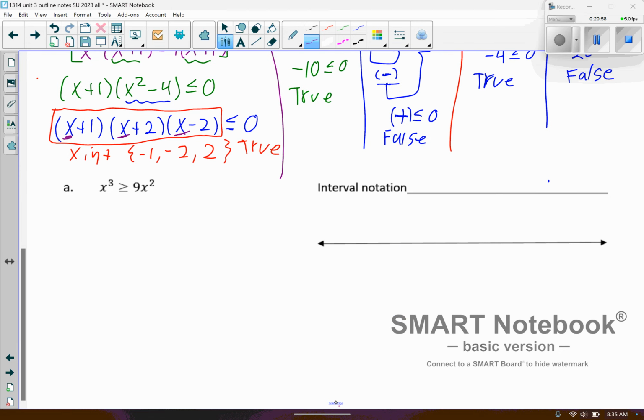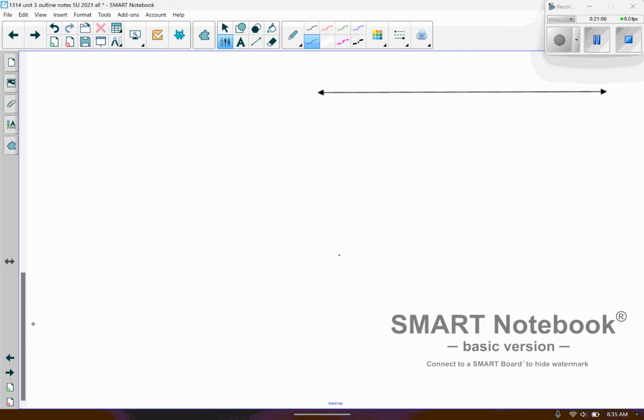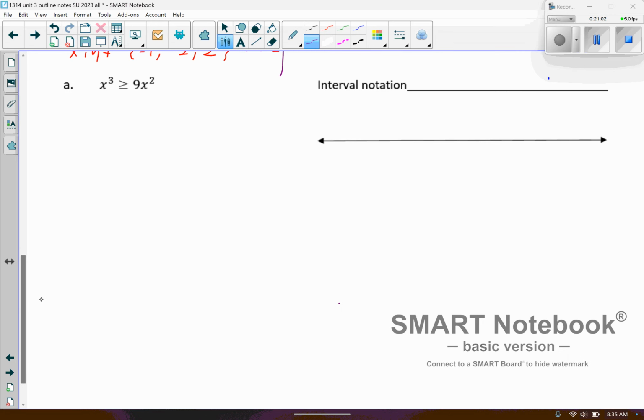Okay, so here we are. Once again, we saw something like this earlier where you need to set one side to 0. So I'm going to start by subtracting 9x squared from both sides. So I get x cubed minus 9x squared is greater than or equal to 0.